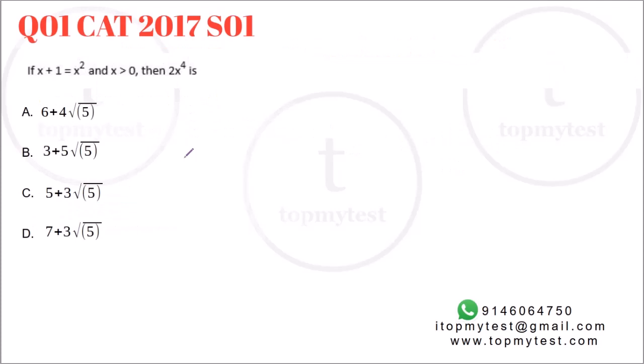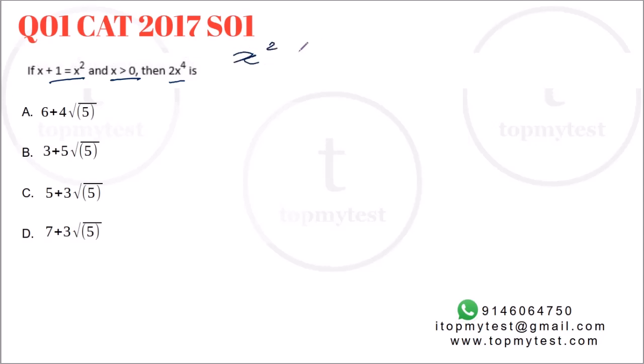Let's start off with something which came up in CAT 2017, slot 1. This one says if x plus 1 equals x square and x is more than 0, then what is the value of twice of x to the power 4? So from this, we'll find the value of x, eliminate any negative roots if there are any, and then from x find x square and then twice of x to the power 4. That is your path. Let's figure this out.